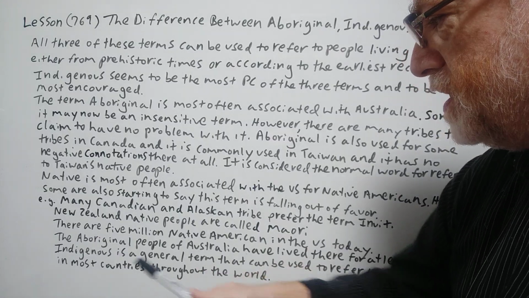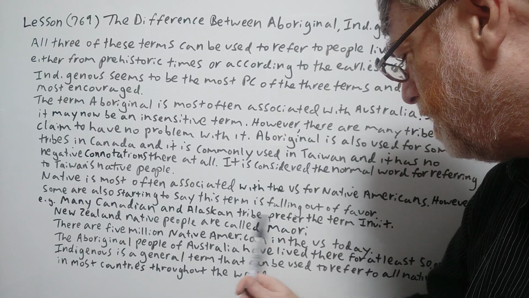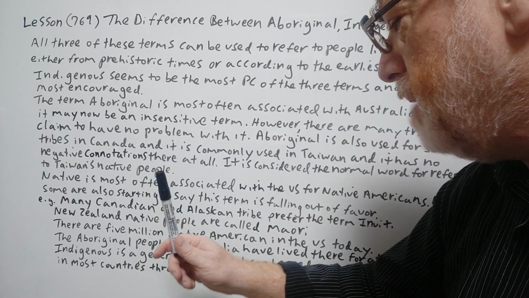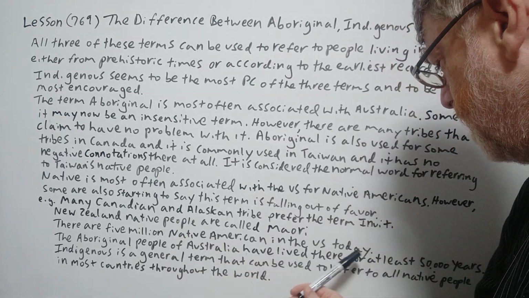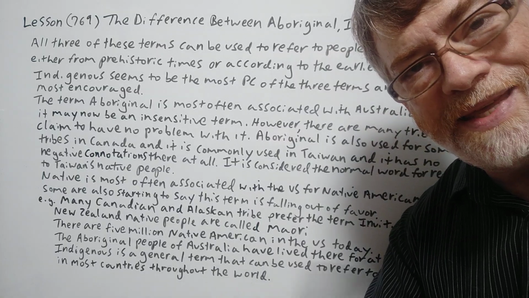And here we have some examples. There are 5 million Native Americans in the U.S. today, of course. The Aboriginal people of Australia have lived there for at least 50,000 years, or at least that's what they say.